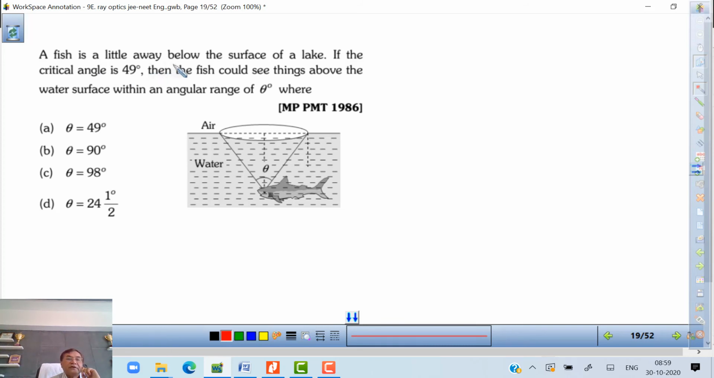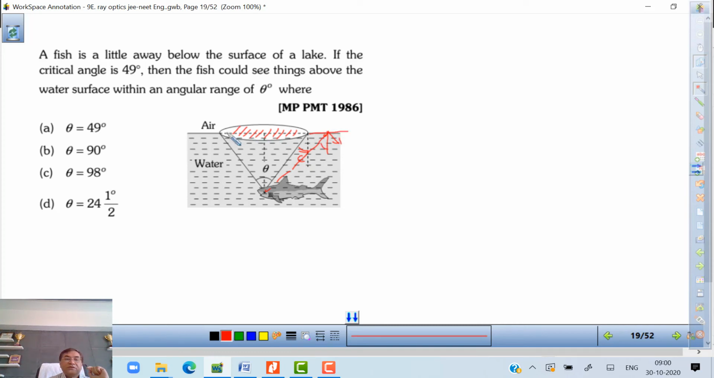A fish is a little away below the surface of a lake. If the critical angle is 49 degrees, then the fish could see things above the water surface within the angular range of theta. Light will come out from only this much part. This angle is C. If I take a point here, then this angle is more than the critical angle, so light is reflected back.